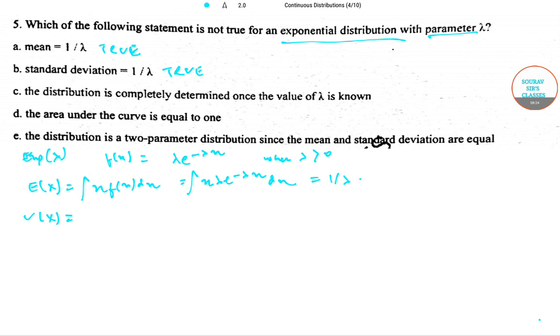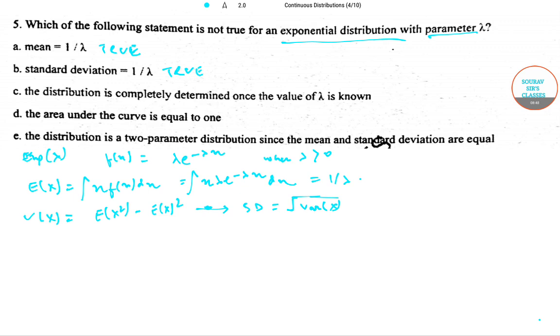Variance of x is equal to expectation of x squared minus the square of expectation of x. You'll first find the variance, and from this you can find the standard deviation as the square root of the variance of x.